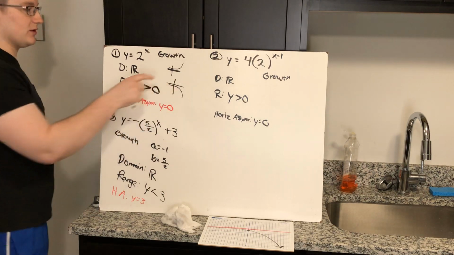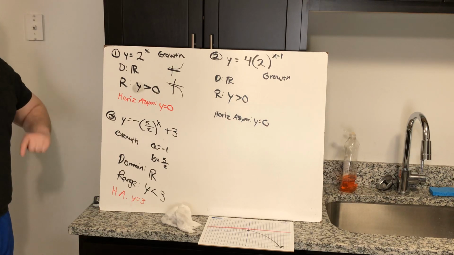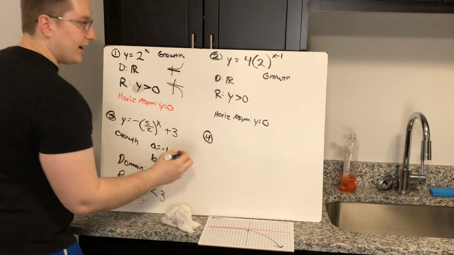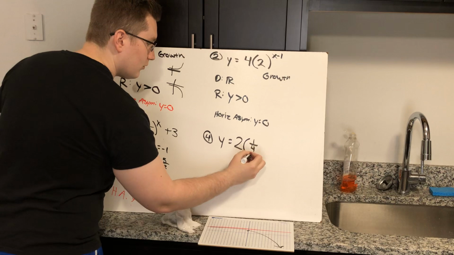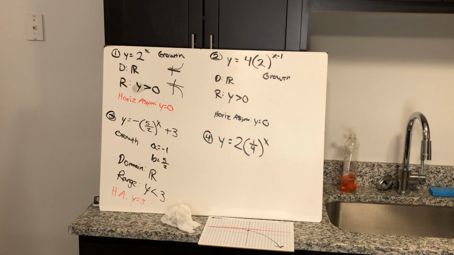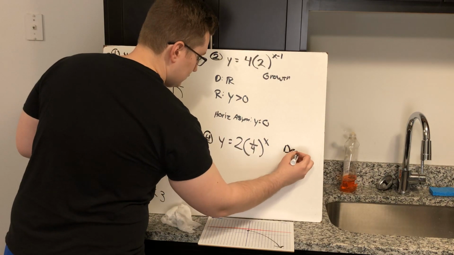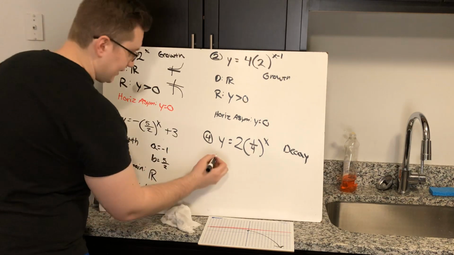So for growth, we start slow, and then our rate of change gets really big. We either go up or down. If we look at number 4, I have y equals 2 times 1/4 to the x. My b value is between 0 and 1. It's 0.25. So this is decay. And for this, we also need to state the domain and range.